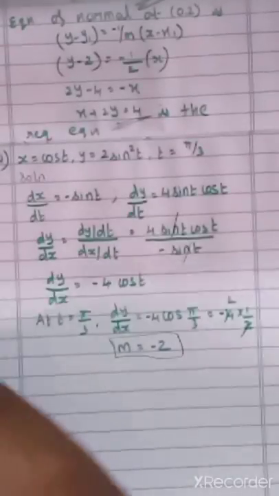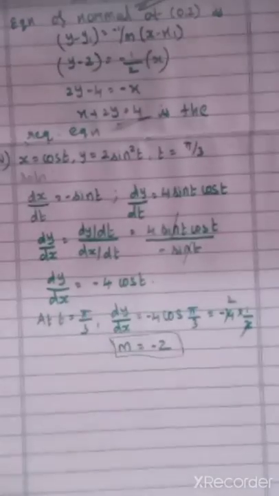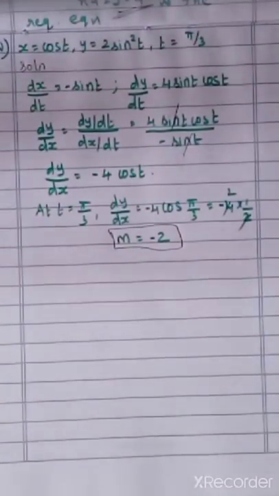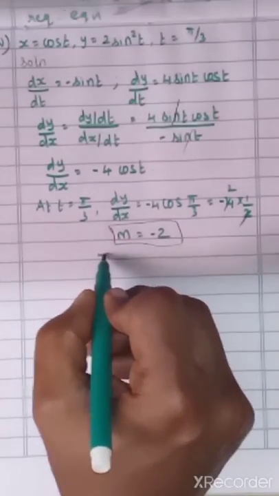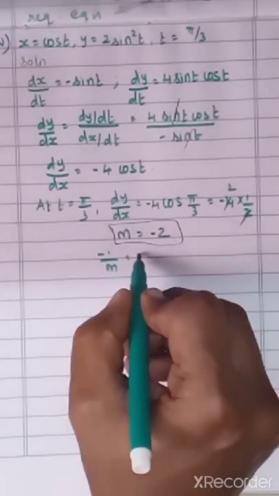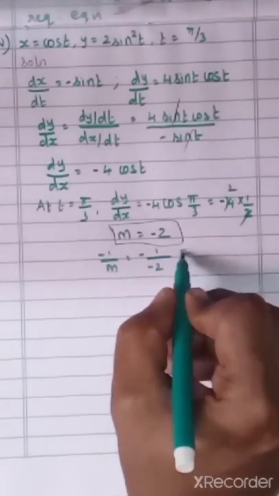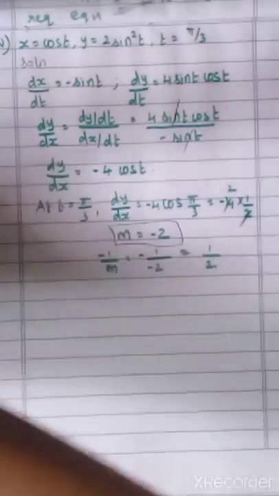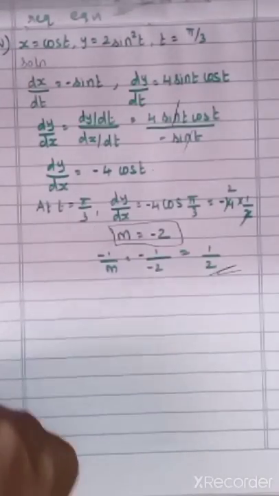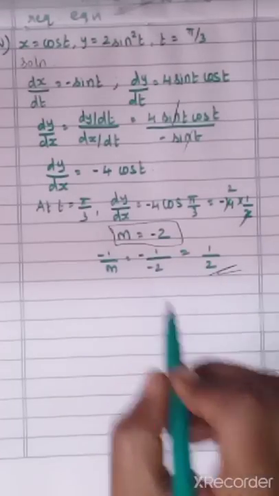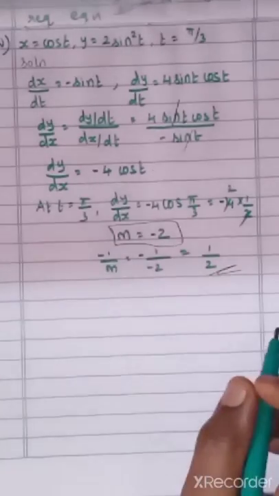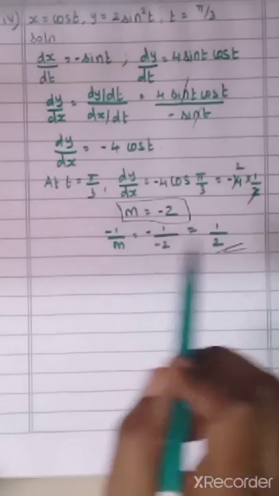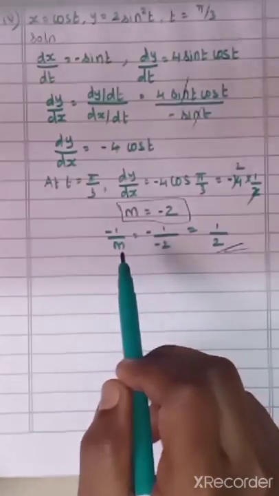After that, what you have to find? M we got as minus 2. Next, what you have to find? Minus 1 by m. So minus 1 by m is equal to minus 1 by minus 2. Minus minus will get cancelled. So my answer is 1 by 2. This is your minus 1 by m. Now we got your m value and minus 1 by m value.